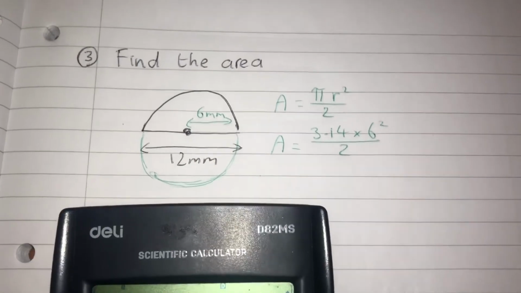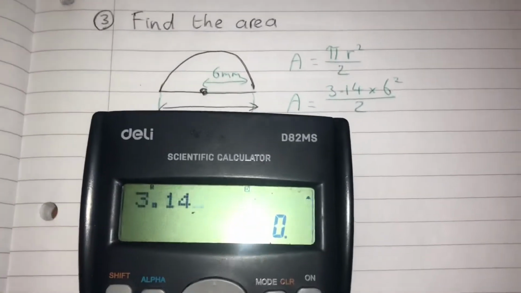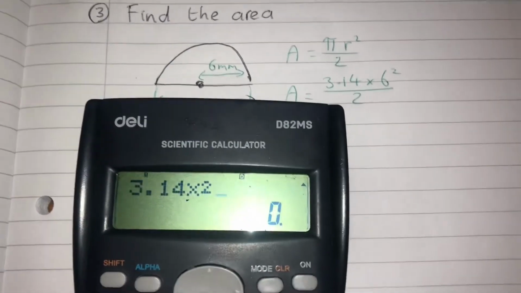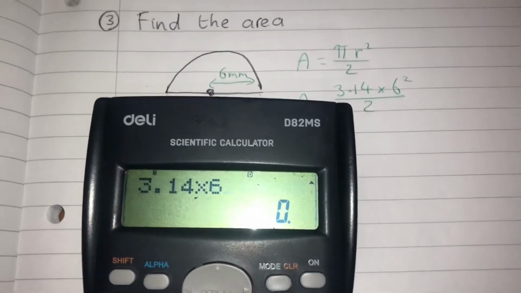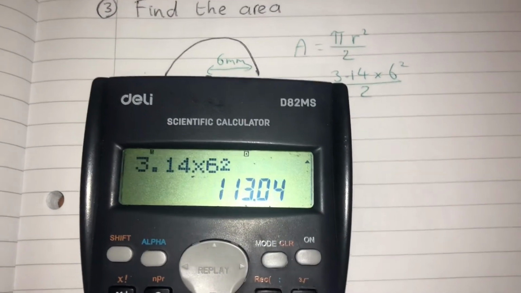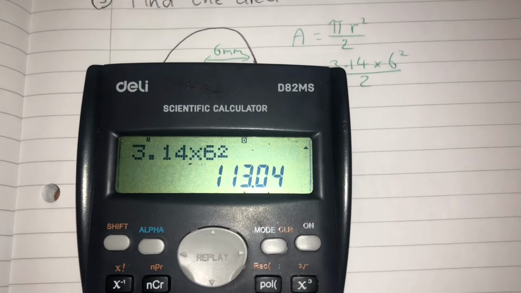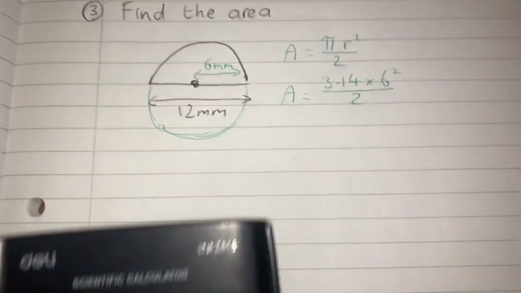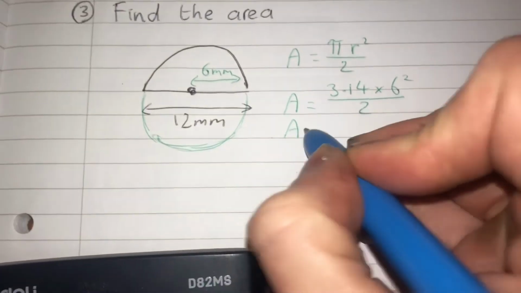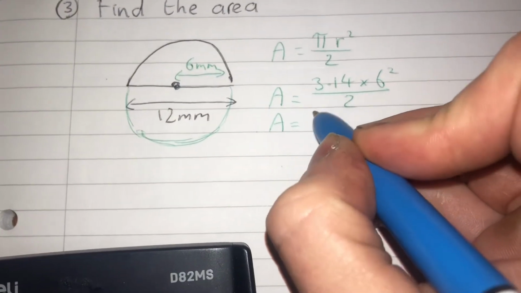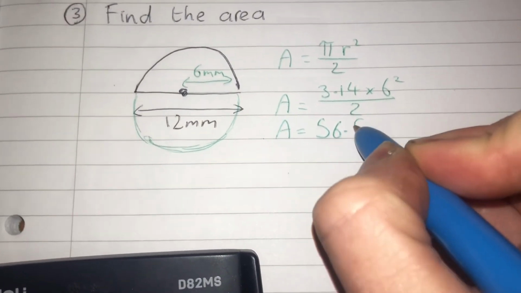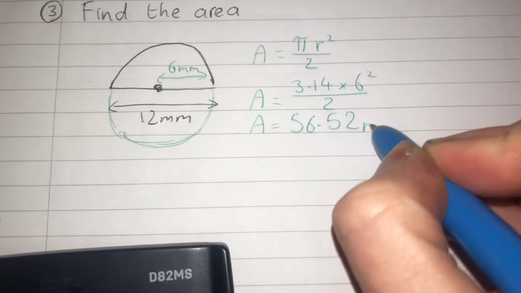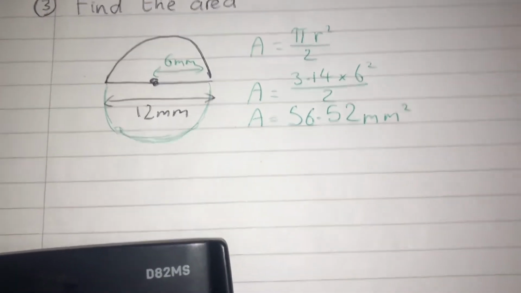Putting that into our calculator, 3.14 times 6 squared gives me 113.04, and just remember to divide by 2. 56.52. So the area of this particular semicircle is 56.52 millimeters squared in this case.